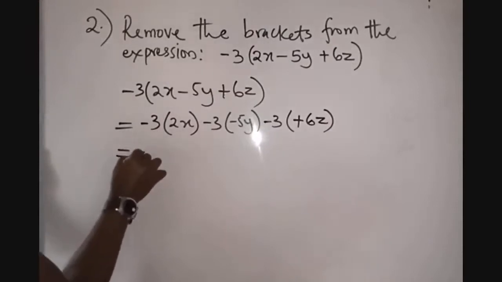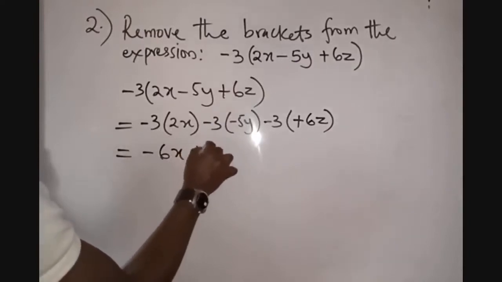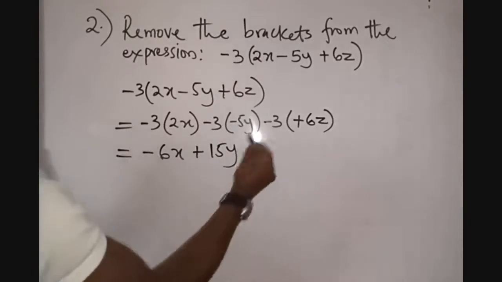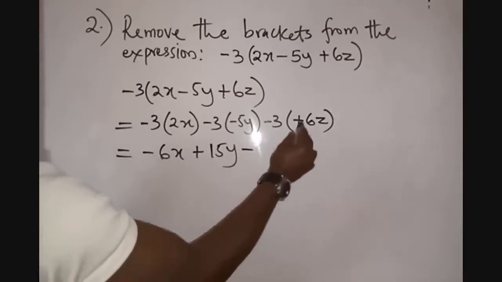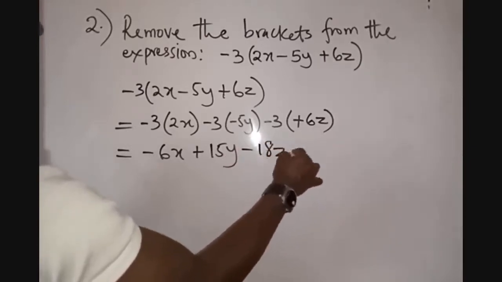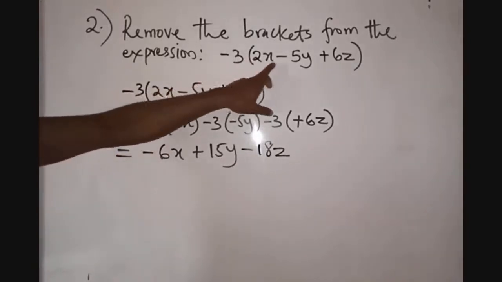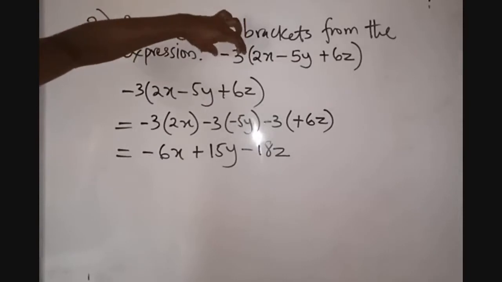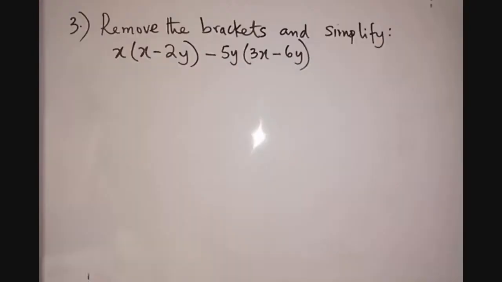So this will give me minus 6x, then plus 15y, because minus times minus is plus. Then you have minus times plus again, giving you minus, and that is minus 18z. It's as simple as that. You just take the number you have here and multiply each of the terms. Be careful, you can see there's no plus here, there's no minus here. So this minus 3 is multiplying everything in the bracket. That's why we did that.